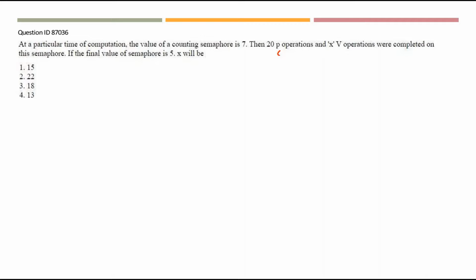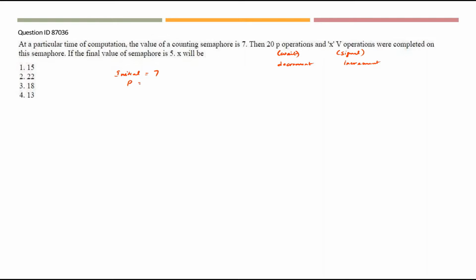P operation is for wait and V operation is for signal. So whenever there is a P operation or a wait operation, you have to decrement the value. Whenever we have a signal operation or a V operation, we have to increment the value. Usually they will ask you the final value of semaphore, but this time they are asking you the value of V operations count. So the initial value of the semaphore will be 7.